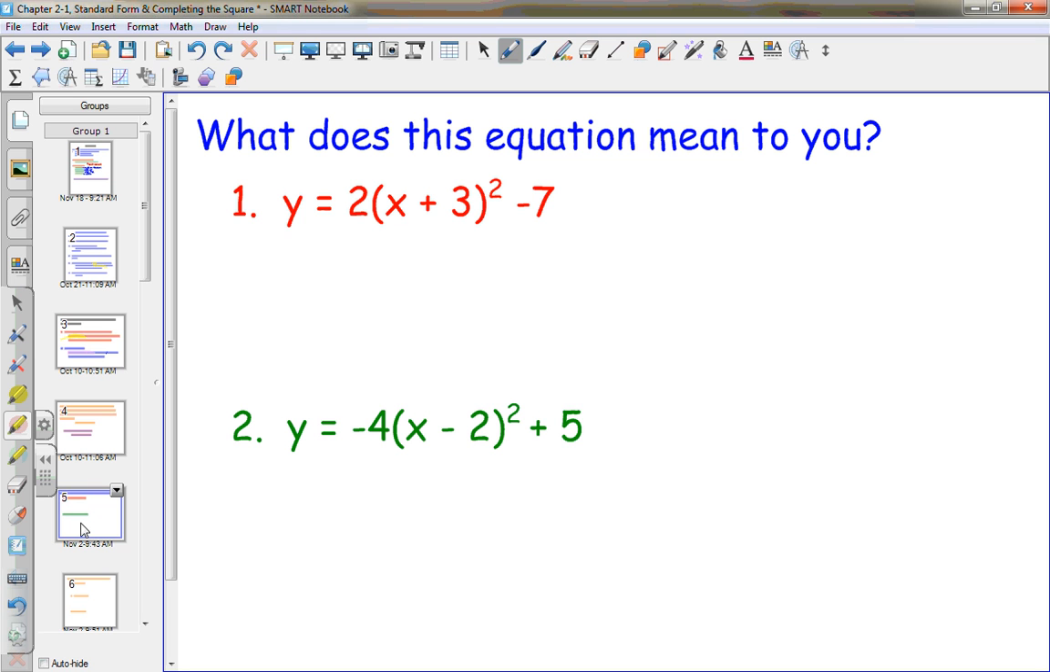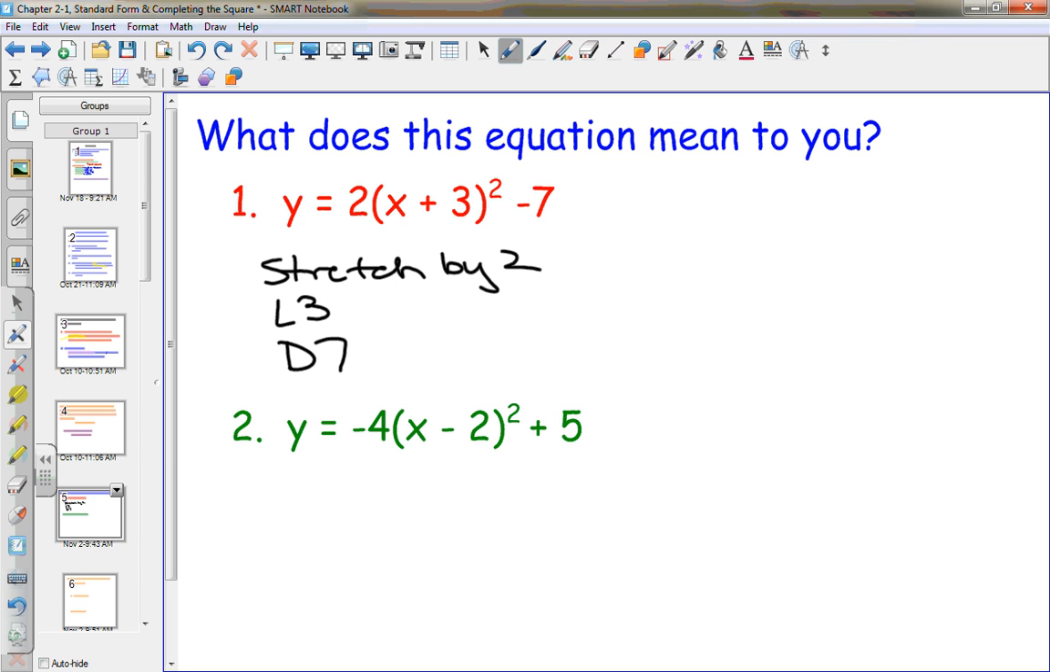Now, talk to me. What does this equation, y equals 2 times (x plus 3) quantity squared minus 7, mean to you currently right now? It's standard form, but what does it mean? What do you get out of it? Alex? Where the parabola is placed in the graph. Tell me. What does it mean? It's stretched by 2. It's left 3 and it's down 7.